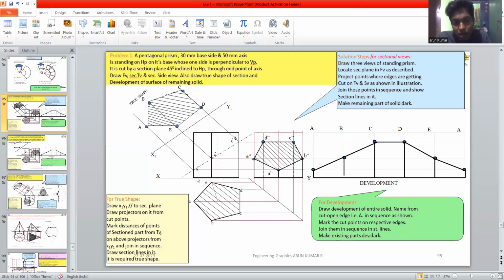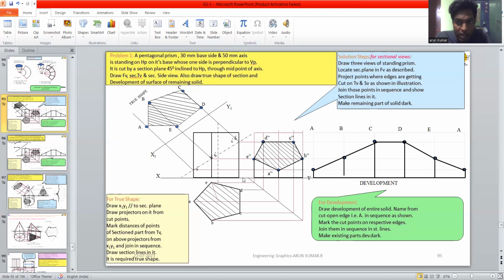After completing the side view, we also find the true shape of your section. How do we find the true shape? First of all, you have to take a line parallel to XY, that is the cutting plane, at a particular distance. That cutting plane is named X1 Y1. After marking each corner of the cutting edge, you have to draw perpendicular lines. For example, draw the perpendicular line from A dash, similarly B, E dash, and C, D dash, with approximate length.